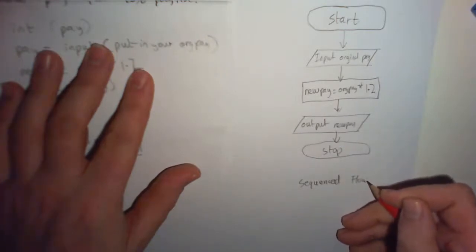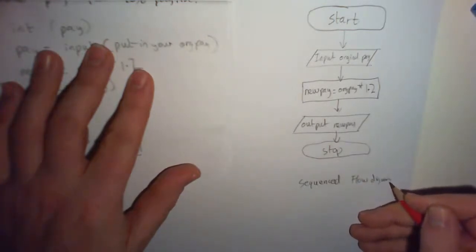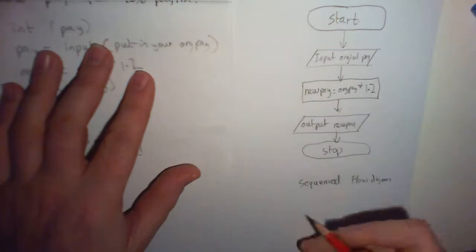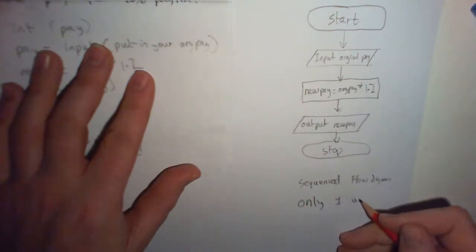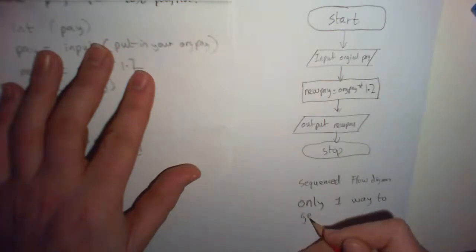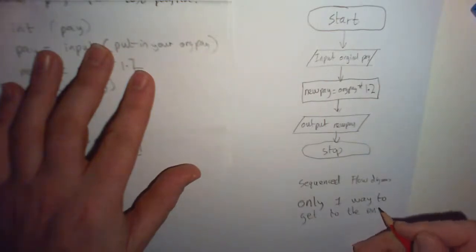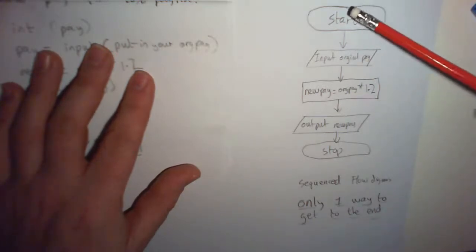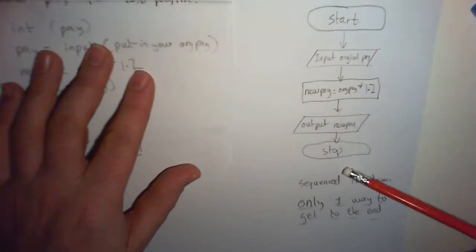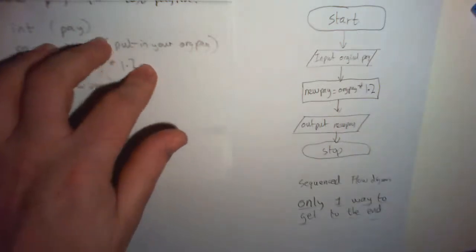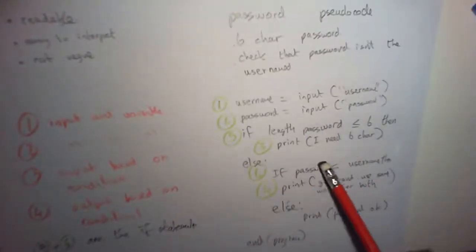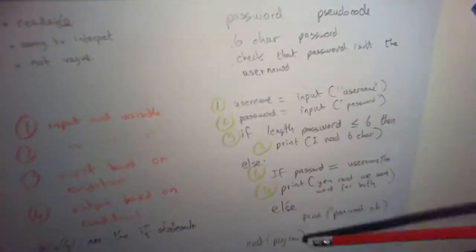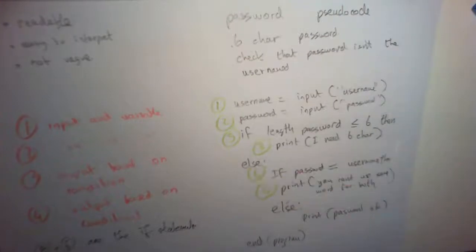flow diagram. Okay, so a sequenced flow diagram, there's only one way to do it. Only one way to get to the end. Okay? There's no other way I can get from start to stop except go through all that. Okay? The next one we're going to look at, you can see it from the pseudocode. We have some conditionals, which means there are possibly other routes to get from the start to the finish. Okay? So we'll have a look at this one now, and we'll see where we can go with it.